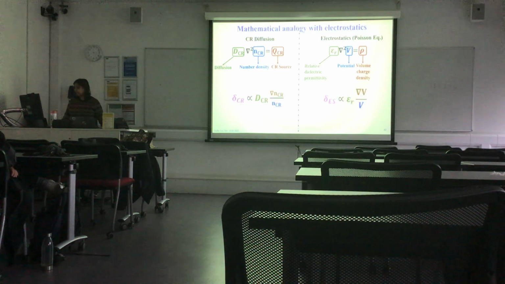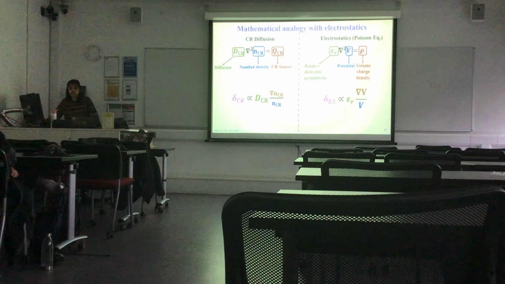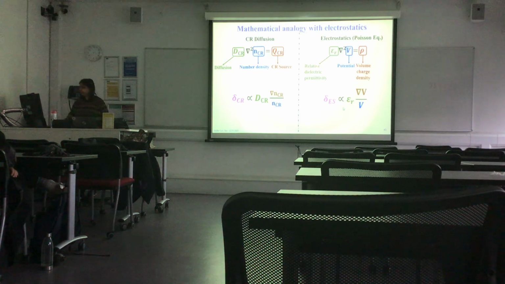So basically, if you do a bit of math, what you find is that the cosmic ray dipole is proportional to the diffusion coefficient and this grad n over n, which is similar to the electrostatic dipole, which is proportional to the dielectric coefficient, the electric permittivity coefficient, and delta V over A. So it's the same proportionality.